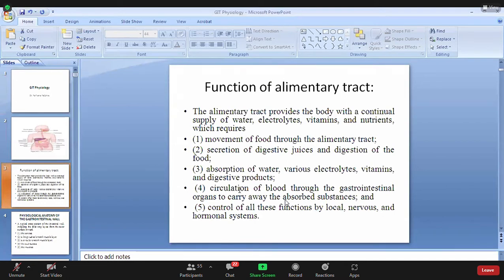What do you think? When you asked about the alimentary tract and GI tract, can you differentiate alimentary tract and GI tract? From which segment of the gastrointestinal tract will you start? If you are asked what is GI tract and what is alimentary tract? Stomach, ma'am. GI tract should start from stomach, and alimentary tract from mouth. From mouth.